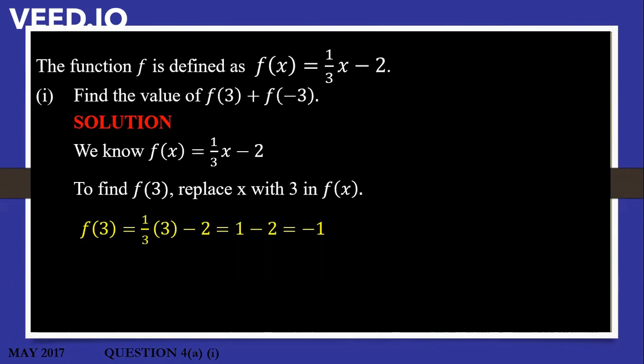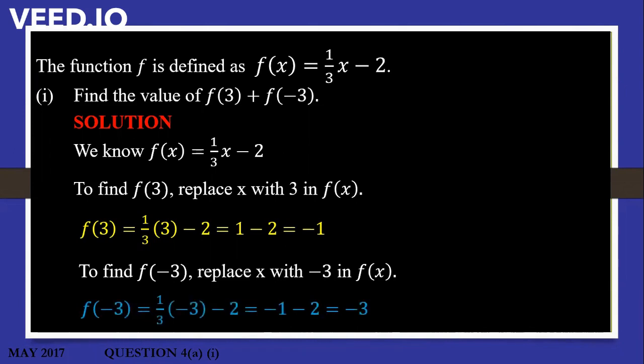Now that we have found f of 3, let us find f of negative 3. To find f of negative 3, we are going to replace x with negative 3. Therefore, we are going to plug negative 3 into the function f, which gives f of negative 3 is equal to negative 3.